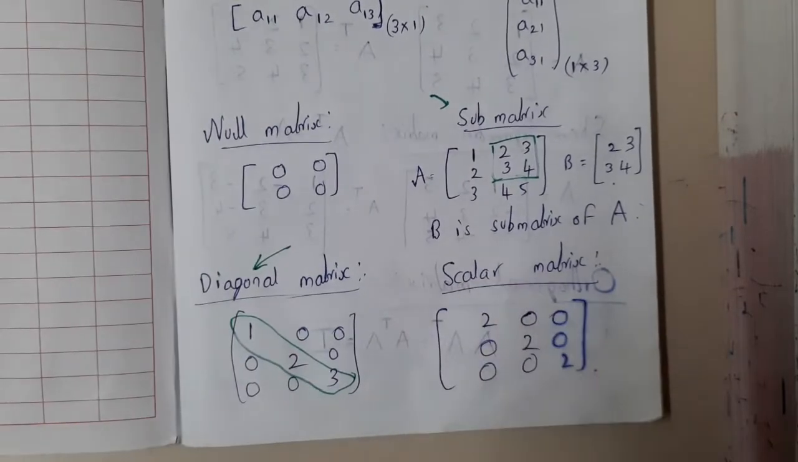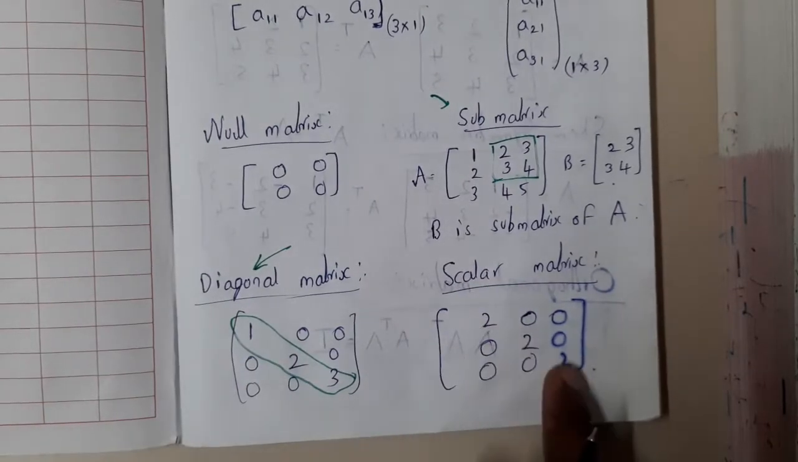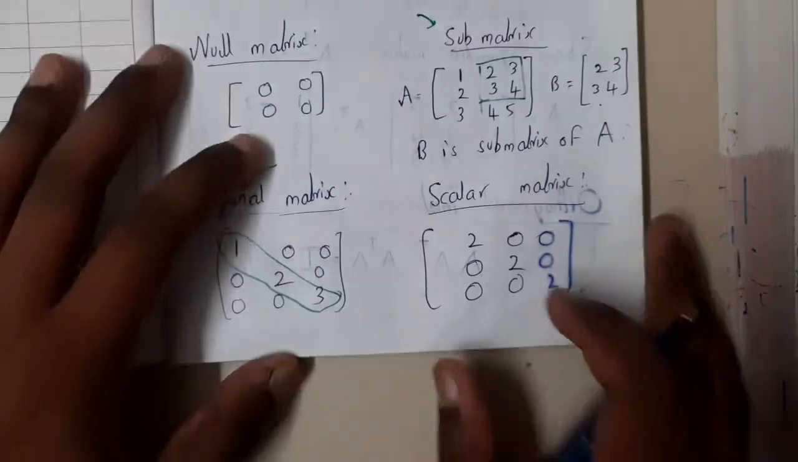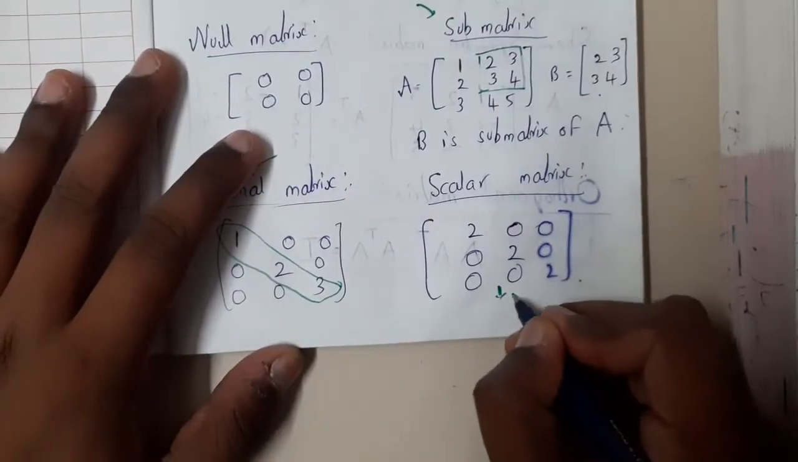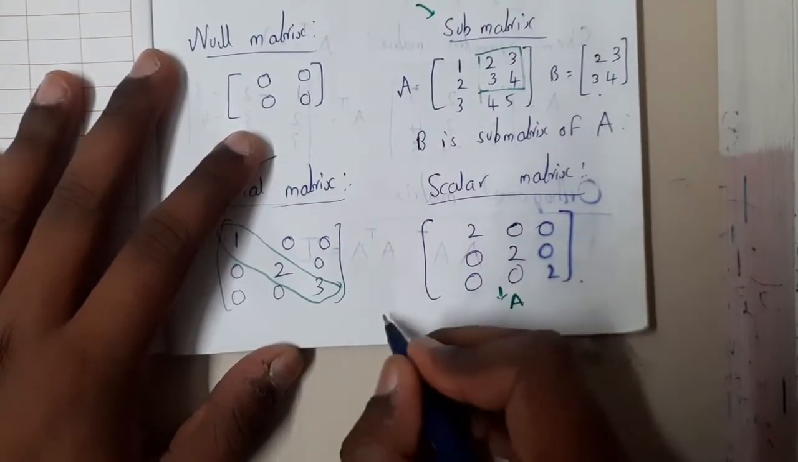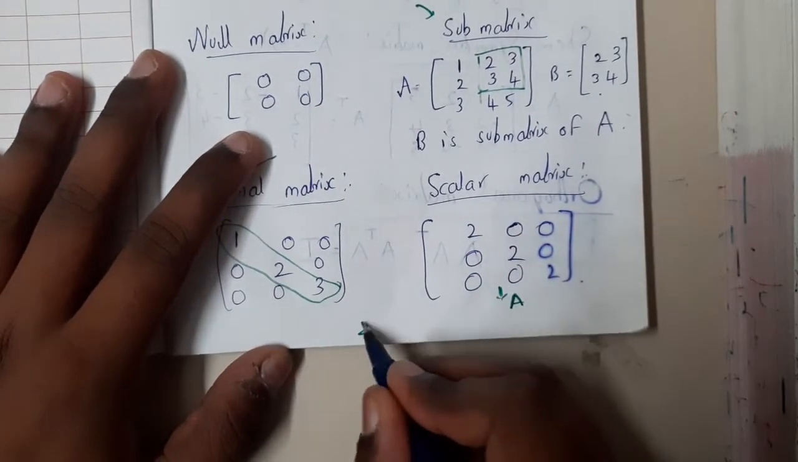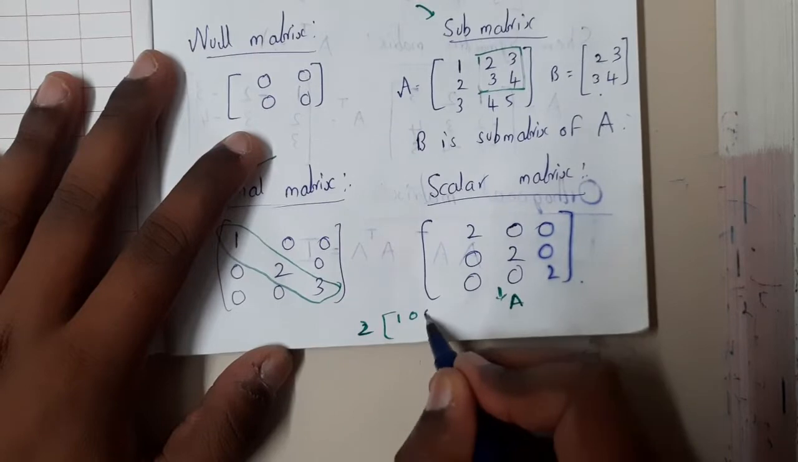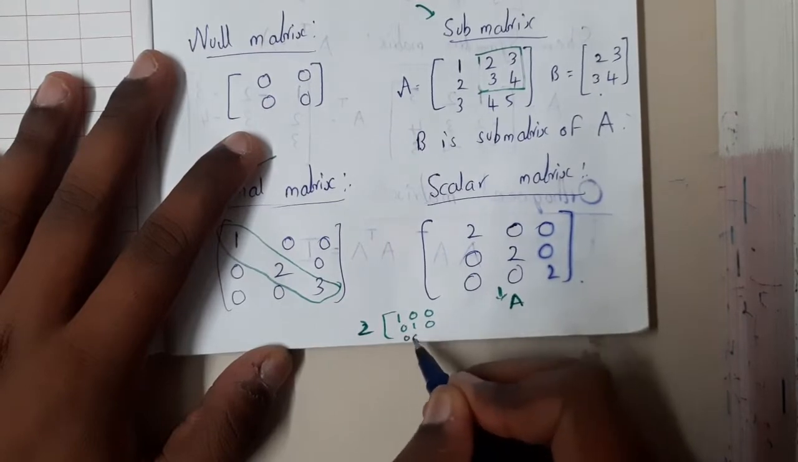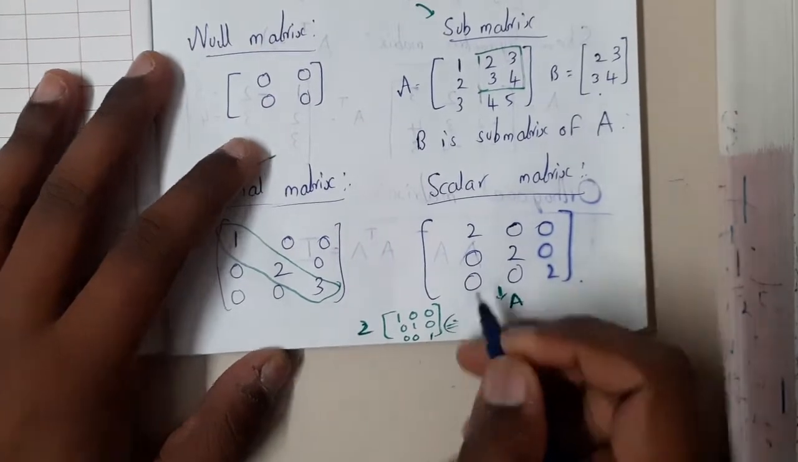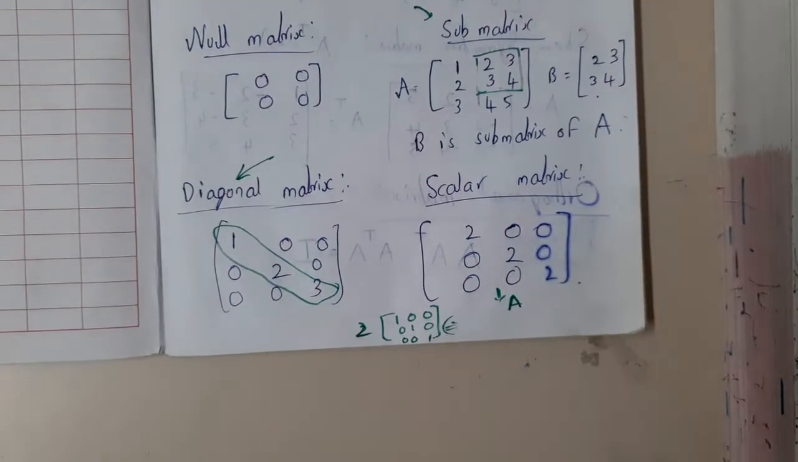Similarly, scalar matrix. Just observe here. Assume that this is your matrix A. From this matrix A you can extract some value. Here I can take 2 common from everything, and I can write it in this way, 0 0 1. Hence this is a scalar matrix, because you can take something out from it.